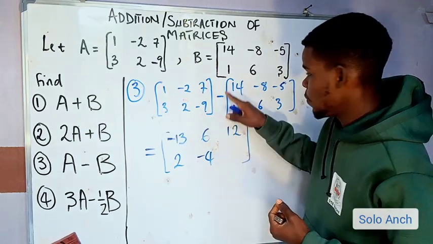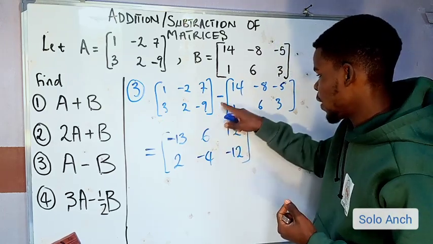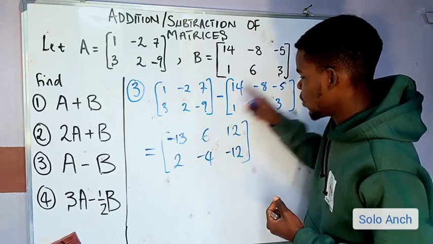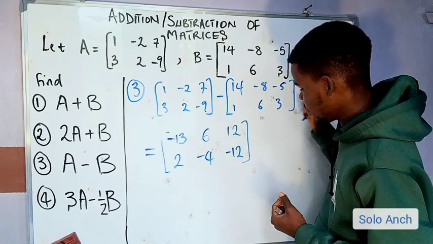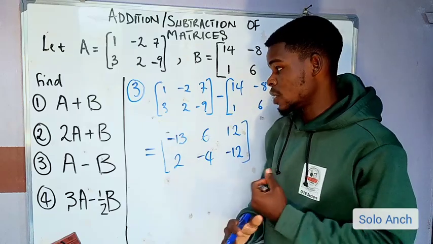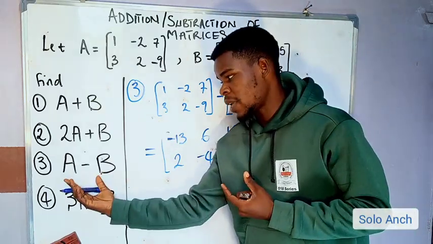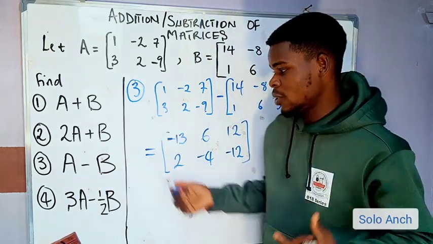Then -9 minus 3, that'll be -12. So keep in mind that is -9 minus 3, not -9 minus -3. -9 minus 3, that is -12. Okay, that's it for the third example. So you do subtraction of matrices the same way you do addition of matrices. All right, here we didn't have to multiply by anything other than 1, which will not change when we multiply.